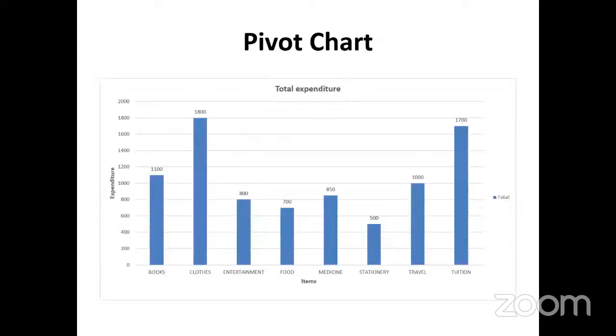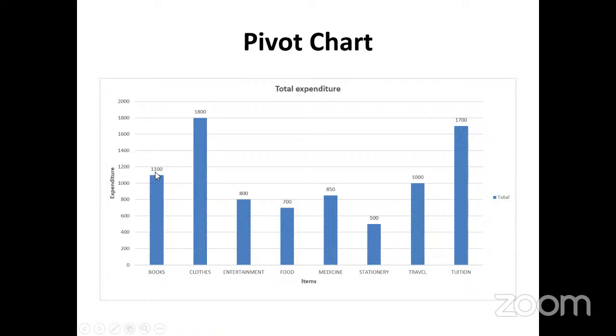This is the pivot chart. See, on the x-axis, the items are given. On the y-axis, the expenditure is given. And the items along the x-axis are books, clothes, entertainment, medicine, stationery, travel, and tuition. This is a vertical bar chart, and the corresponding expenditure is given.